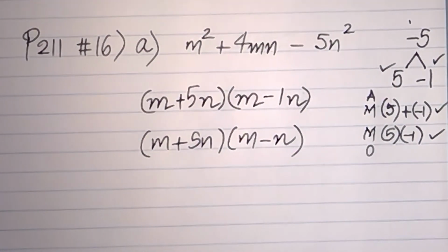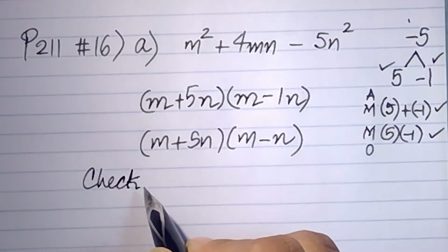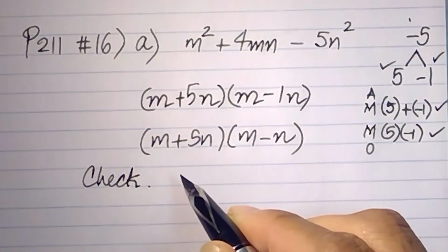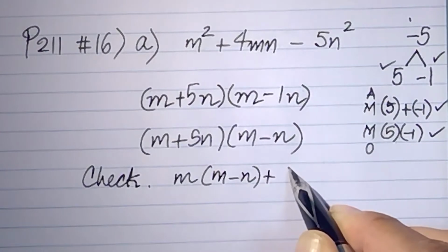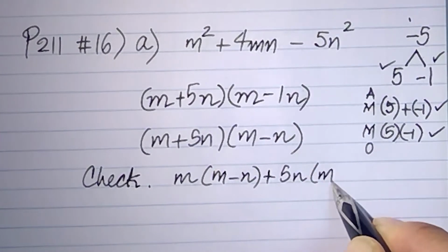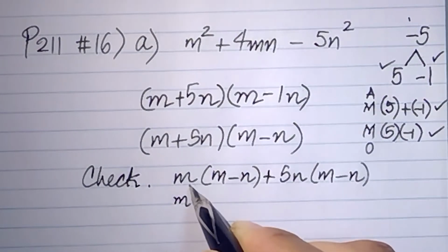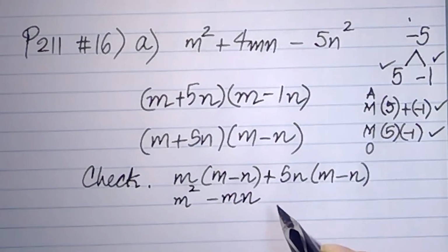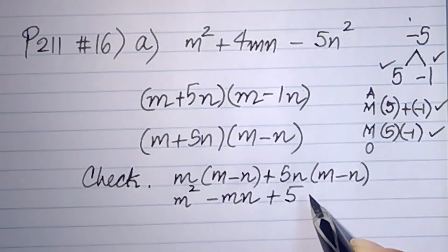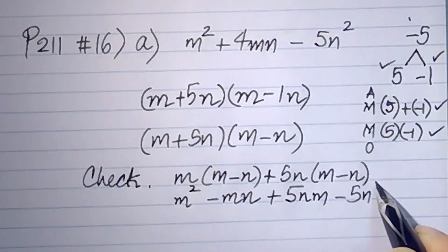Sir, how would we know that's correct? It looks so bizarre. Well, you can check. How would you check? m times m minus n plus 5n times m minus n. It's called the distributive property. m times m, m squared. m times -n, -mn. 5n times m, 5n squared.